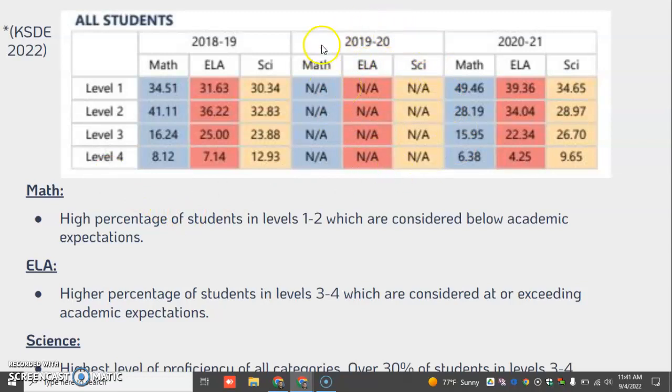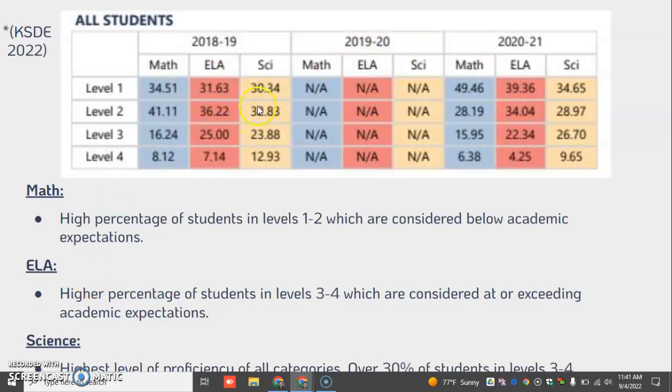I believe that they just let that year go. But we have 2018 to 2019 data and 2020 to 2021 data. So you can see here in math that we have a really, really large percentage of our students in the level 1 and level 2 categories, which is really not a great area. You can see that this number has stayed pretty consistently large and actually grown a little bit larger as of 2021, which we're kind of seeing as a slip from our students not being in regular courses as much.